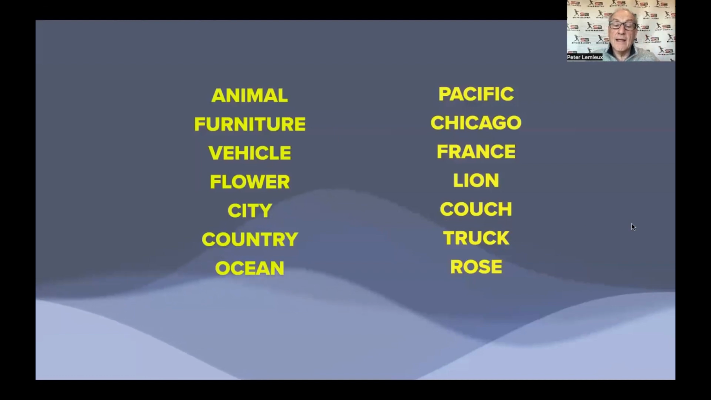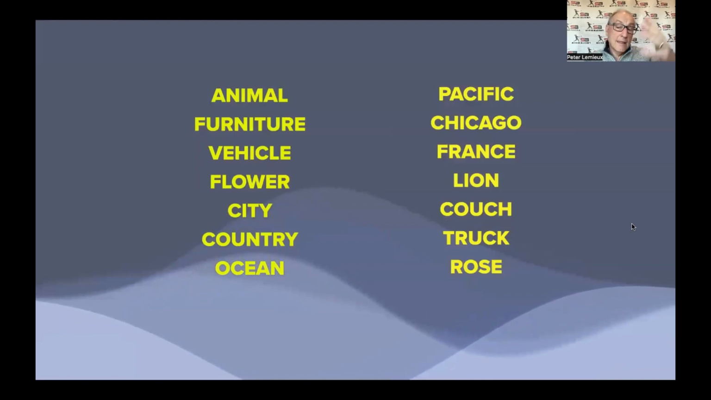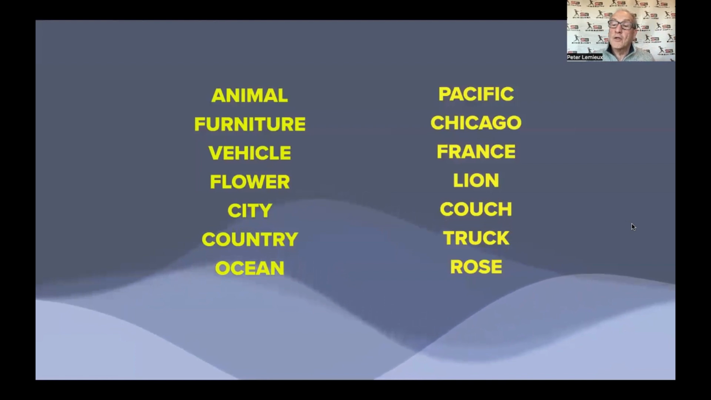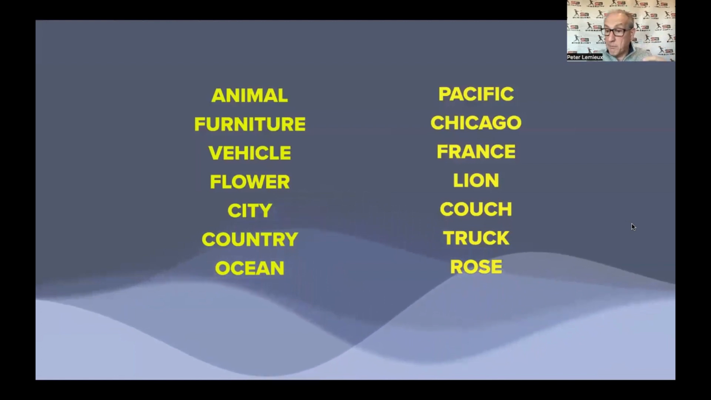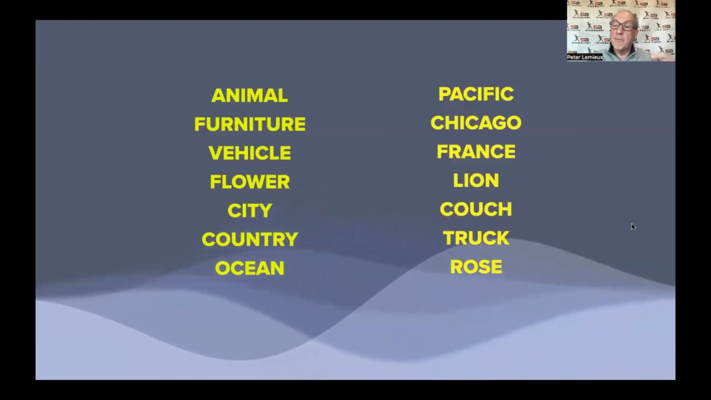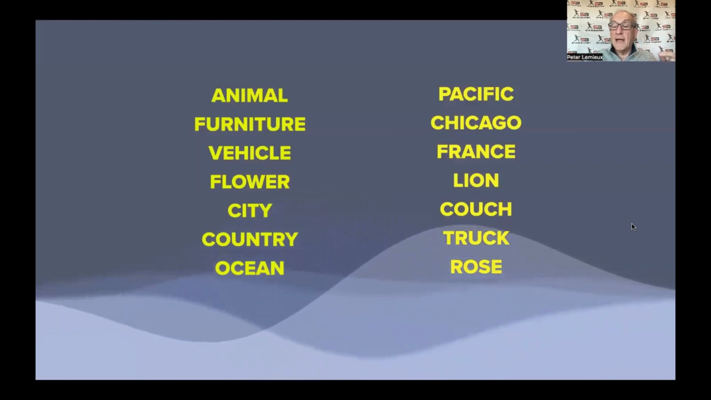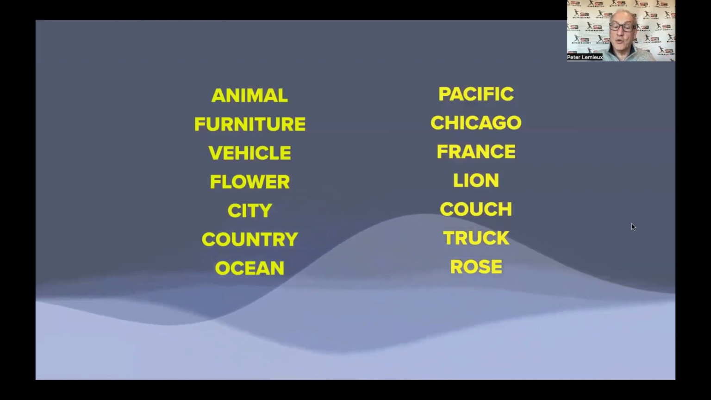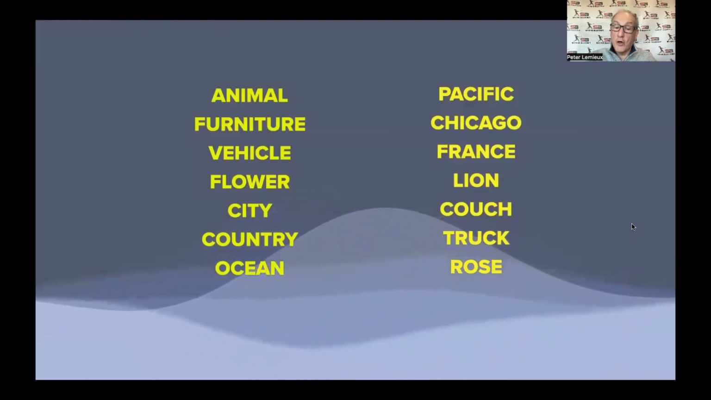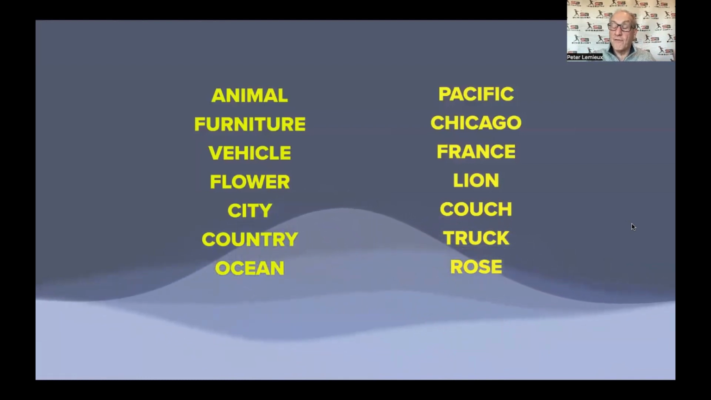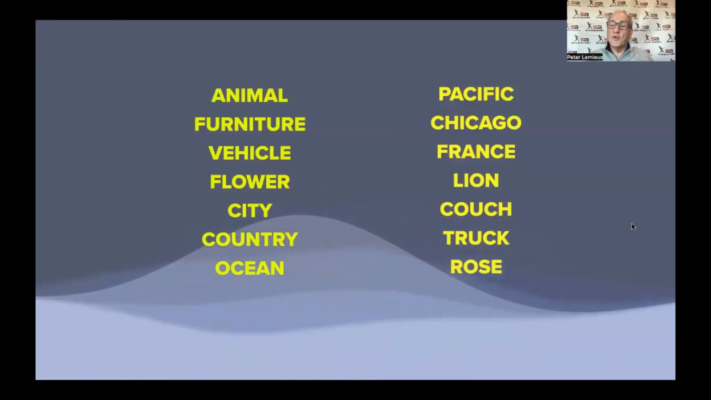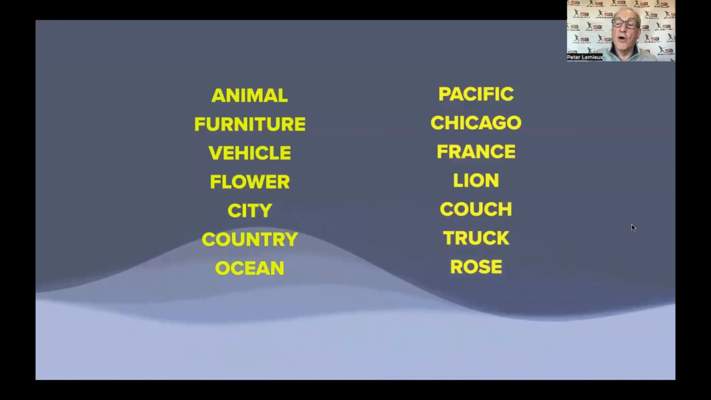On the left side of the slide, I have 7 words: animal, furniture, vehicle, flowers, city, country, and ocean. And on the right, not in the same order, I have Pacific, Chicago, France, lion, couch, truck, and rose. So what we have to do is match what goes with what. So I would take animal and I'd match it to lion. I'd take furniture and match it to couch. Vehicle and match it to truck. Flower, match it to rose. City, Chicago. Country, France. Ocean, Pacific. Pretty basic. You could do that with your second grader and they'll all get that right.